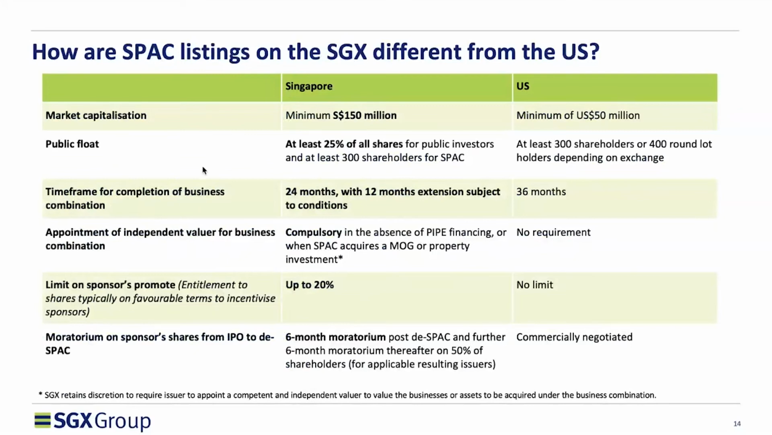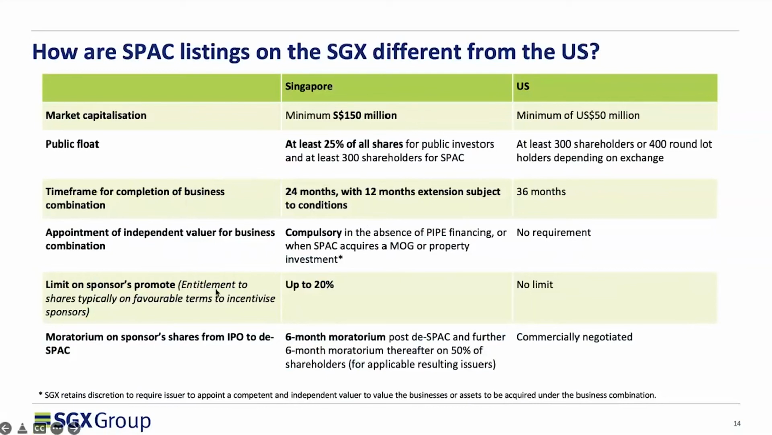So we mentioned earlier about the time frame for completion of business combination. In Singapore, the time frame is 24 months. So they need to be able to find a target within 24 months. And if they are not able to do so, they can ask for a 12 months extension, but that is actually subject to certain conditions.